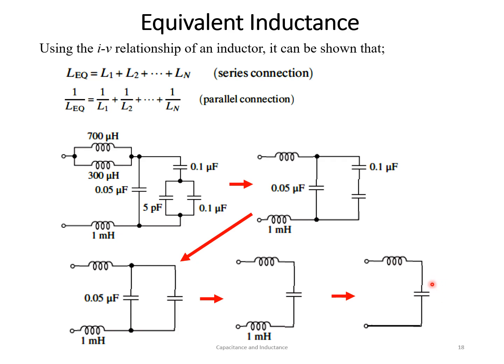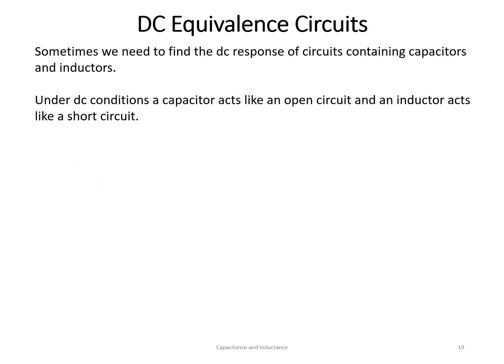So try various examples and problems in this chapter. Sometimes we need to find the DC response of a circuit containing capacitors and inductors. DC response means when current is not changing and voltage is not changing. Voltage may be zero, current may be zero, may be negative, may be positive, but it is not changing. The voltage and currents achieve some fixed values, including zero values.